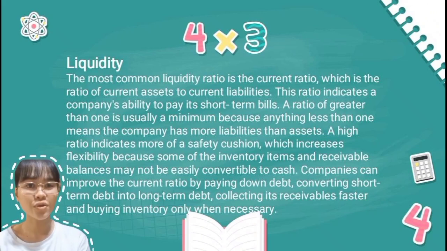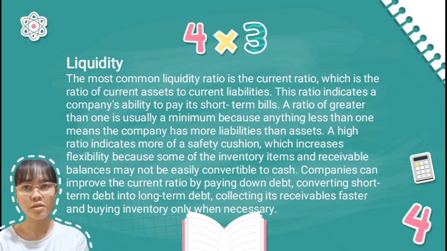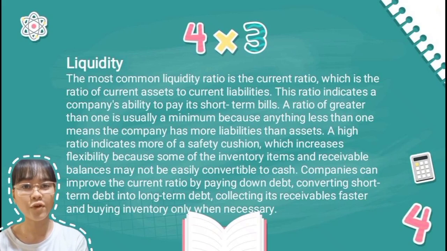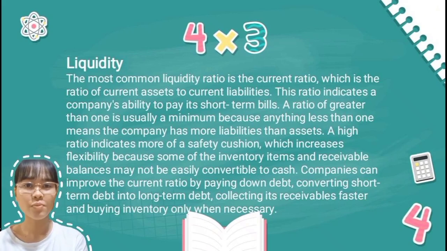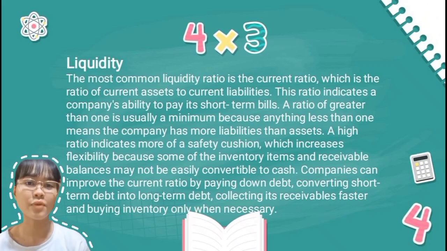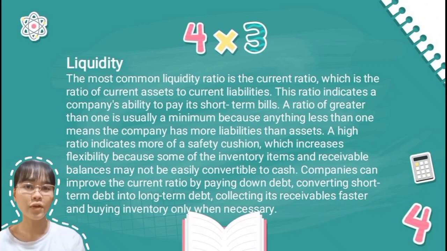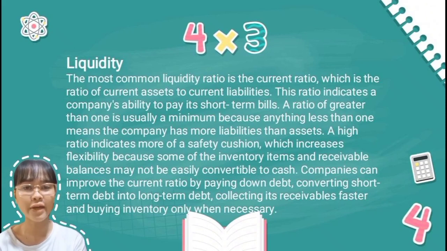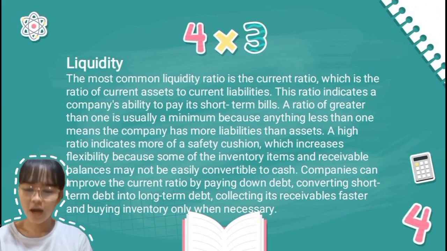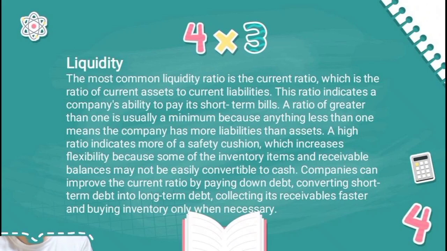If ang current ratio is greater than 1, ibig sabihin ang company owns enough current assets para makover ang current liabilities. This is generally considered the minimum acceptable level. However, if ang ratio naman is less than 1, the company has more liabilities than assets, which can be a cause for concern. A higher current ratio indicates a stronger financial position and more flexibility.